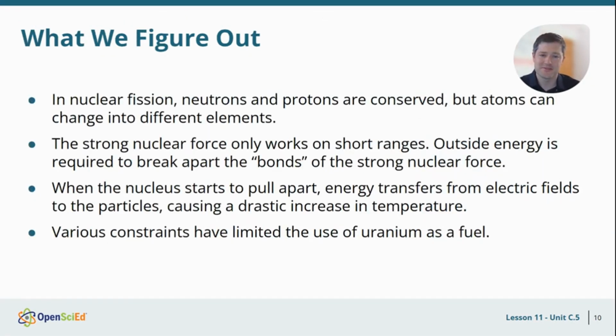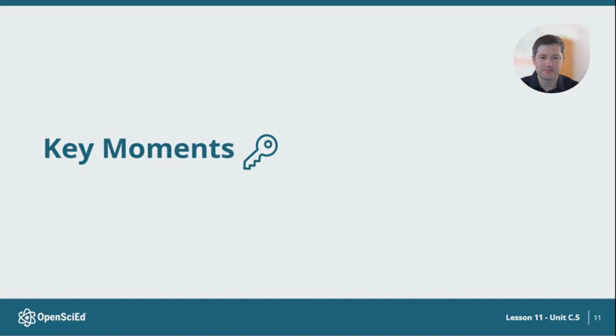So just to summarize those figure outs, in nuclear fission, neutrons and protons are conserved. We figure out that the strong nuclear force works on short ranges, and you need outside energy to break apart the bonds in the strong nuclear force. And once that nucleus starts to pull apart, energy is going to transfer from electric fields to the particles, which is going to increase the temperature. And there's various constraints limiting the use of uranium as a fuel.